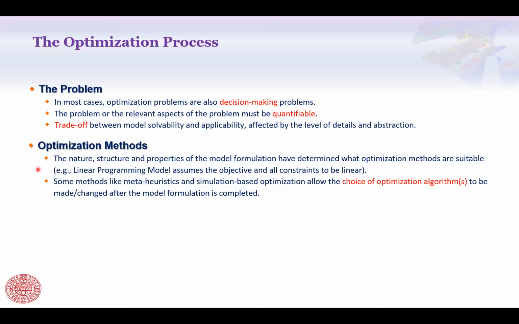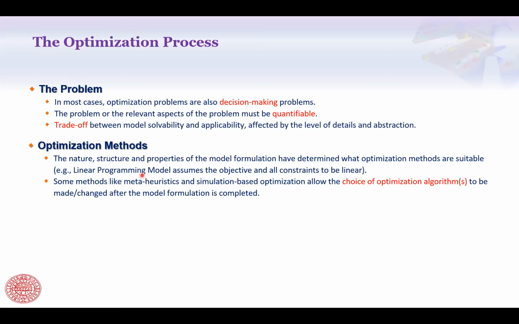Now, in many cases, the nature, structure and properties of the model formalism already decide which optimization methods are suitable. Let's say you have made your decision that you are only able to use linear programming. Then the term already tells you that you have to formulate your objective and all constraints to be linear. And if you find that your problem cannot be formulated into a linear objective and linear constraints, then linear programming will not be the right approach.